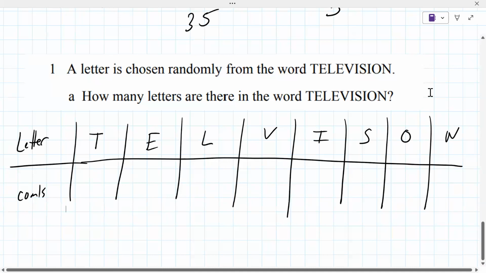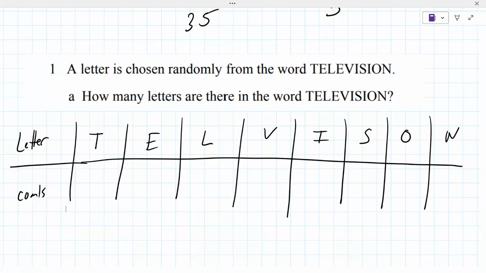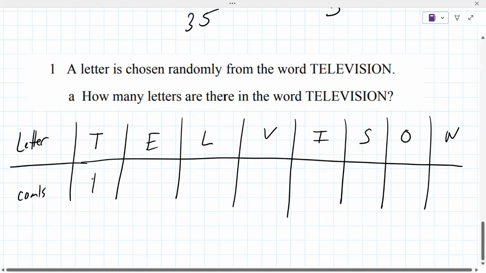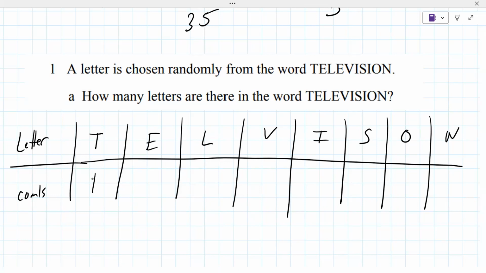Isn't there one of each? No. 1 T, 1 E, 1 L, 1 V, 1 I, 1 S, 1 O, 1 N. This is not meant to be complicated. I'm just asking you to count how many T's are there in this word. 1. Then how many E's? 1. No, E's?